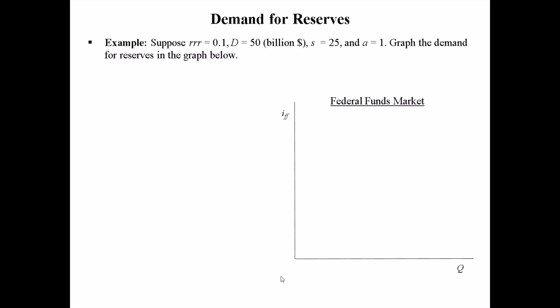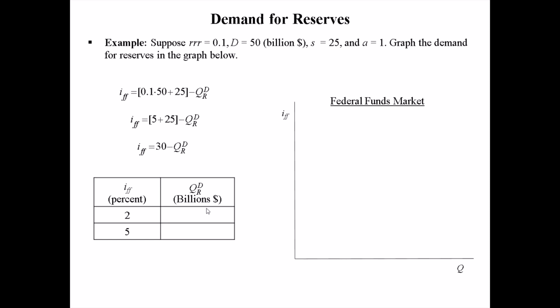Okay, so let's try out an example. If the reserve required ratio is 10%, demand deposits are $50 billion, shock parameter is 25, and our slope is 1, let's graph our equation. Well, the slope is 1, so 1 times QDR is just QDR. I plug in the 0.1 for reserve required ratio and 50 for demand deposits, and then the 25 shock parameter. So required reserves are 5. Required reserves plus the shock parameter is 30.